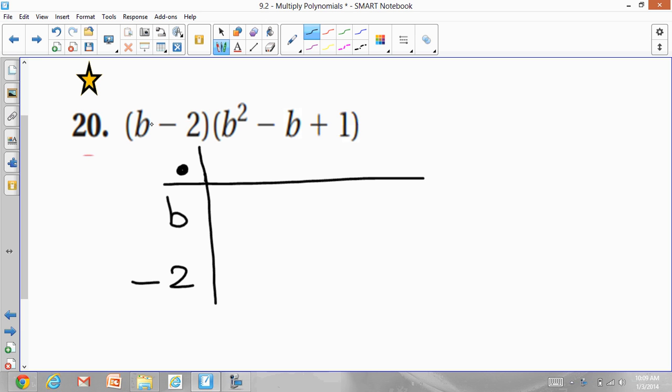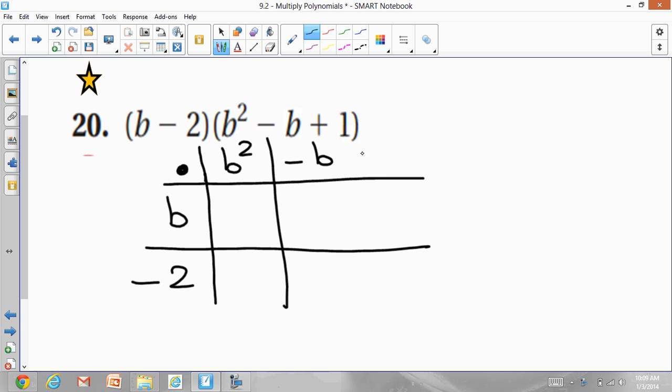So the first one, I'm splitting it and writing it vertical. The second one, I'm splitting it and writing it horizontal. Each gets its own square. And make sure that you're bringing in the sign. So b multiplies b squared.